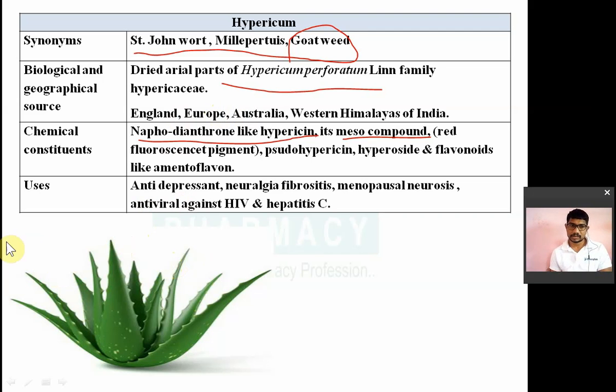Uses: it is used as an antidepressant. It is used in neuralgia, fibrositis. Neuralgia means nerve pain, menopausal neurosis, and it is also an antiviral agent against HIV and hepatitis C. So that is nothing but Hypericum. Now we'll see the aloe vera.